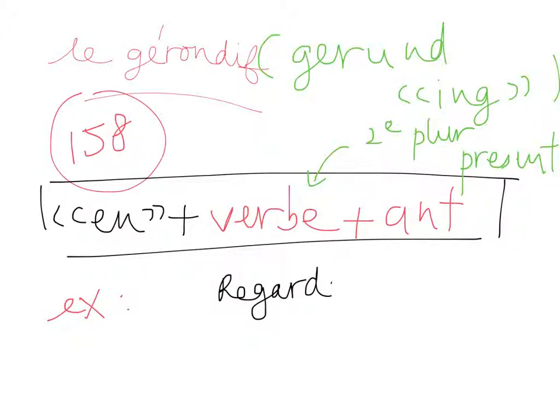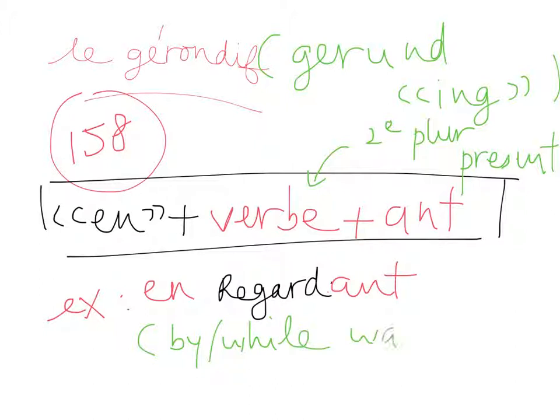So this gives us the typical EZ at the end that you will remove to add ANT. And once this is done, you will add en at the beginning. And this gives you, in English, something similar to by or while. While watching. By watching or while watching. This is what we call the gerund.